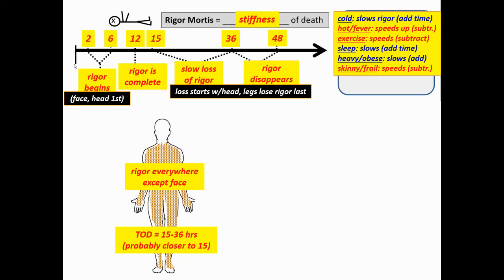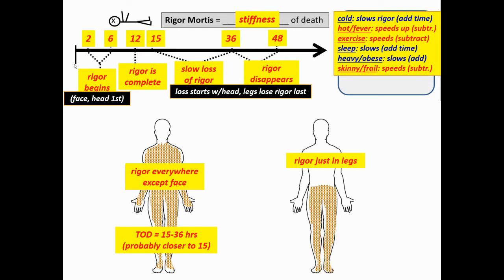That means we're somewhere between 15 and 36 hours, but we're probably closer to 15 because it has just started to fade. And again, it gradually then fades away through the chest and arms, then it fades away in the upper legs, then it fades away in the lower legs, in that order. What if a corpse just has rigor mortis in the legs? We're probably closer to the 24-hour mark or 30-hour mark. It has faded from the head, it has faded from the chest and the arms, it has not yet faded from the legs. By 36 hours, and sometimes to 48 hours, the rigor will disappear from the whole body.